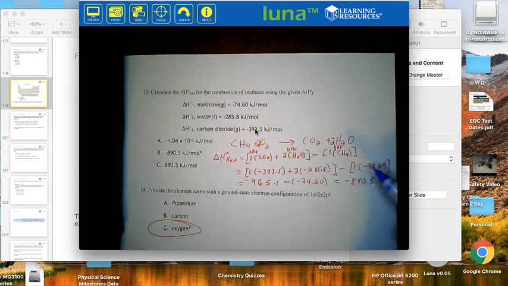Number 24, a chemical reaction that absorbs energy in the form of heat is considered what? A chemical reaction that absorbs energy in the form of heat is considered an endothermic reaction.